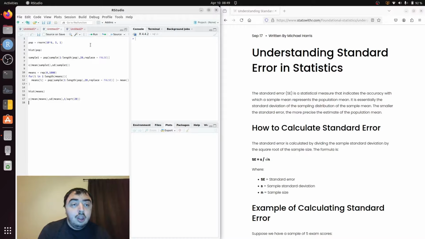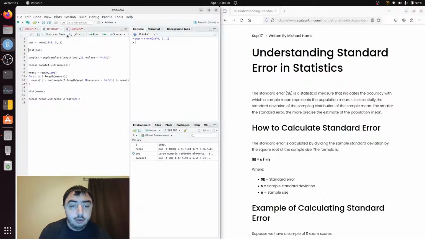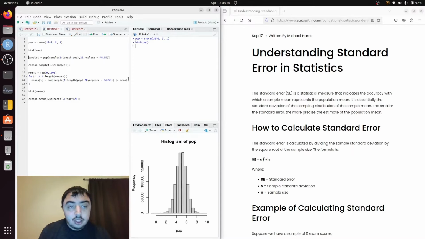Okay, so in this code I have a theoretical population of 1 million individuals or whatever. The mean is set to 5 and the standard deviation is 1. So I run that code and it populates my environment and we get a histogram. Now the histogram is necessarily centered at 5 and the standard deviation is 1. So most of the points will fall between 3 and 7.